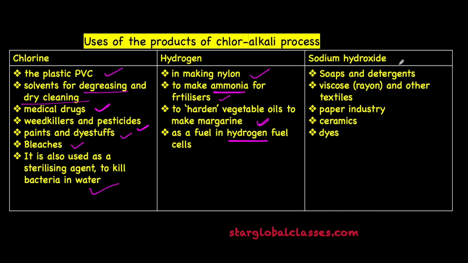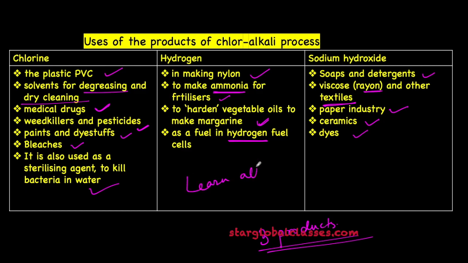Uses of sodium hydroxide: in making soaps and detergents, viscose, rayon and other textile making, paper industry, ceramics, and dyes industry. All these are uses of sodium hydroxide. It means that the three products which are formed are very important industrially. So you need to learn all the uses.